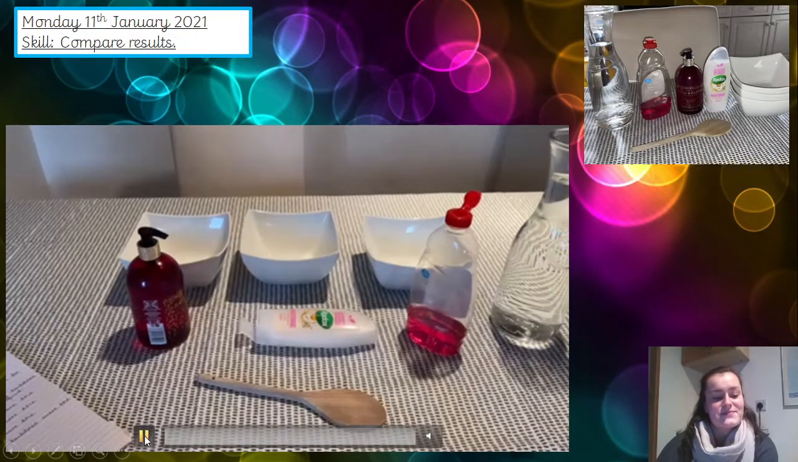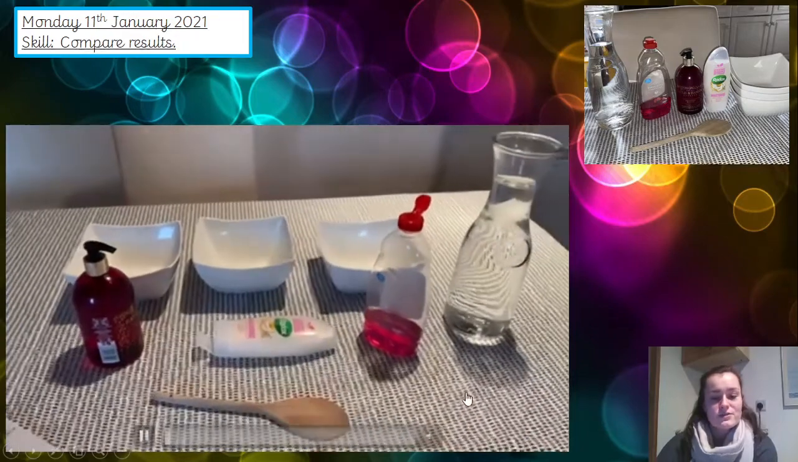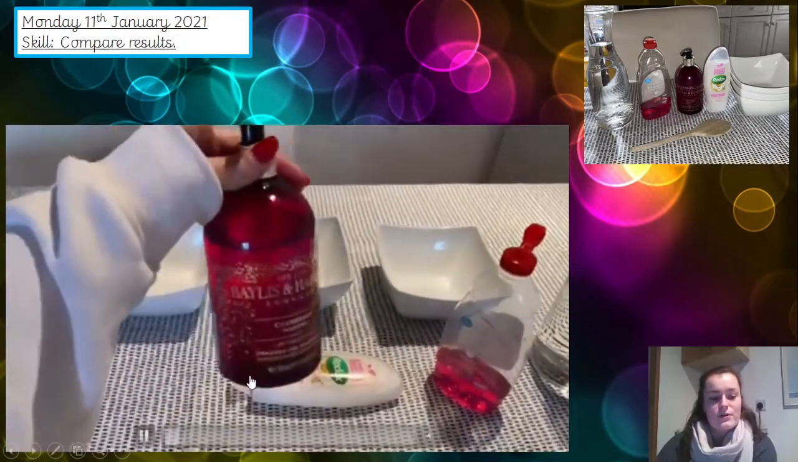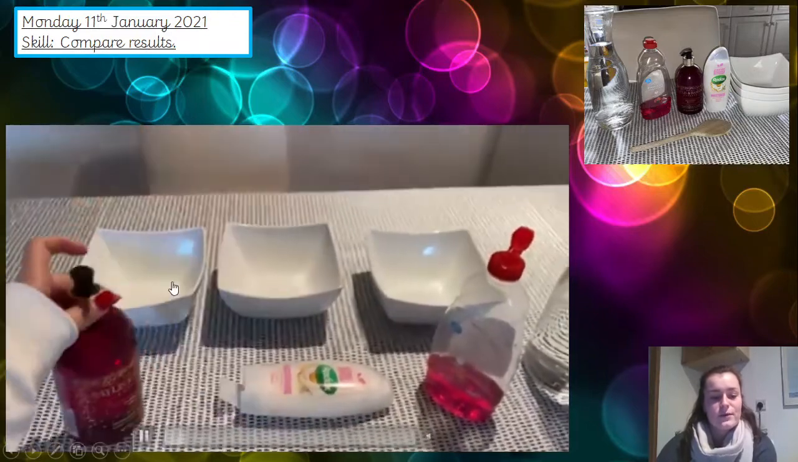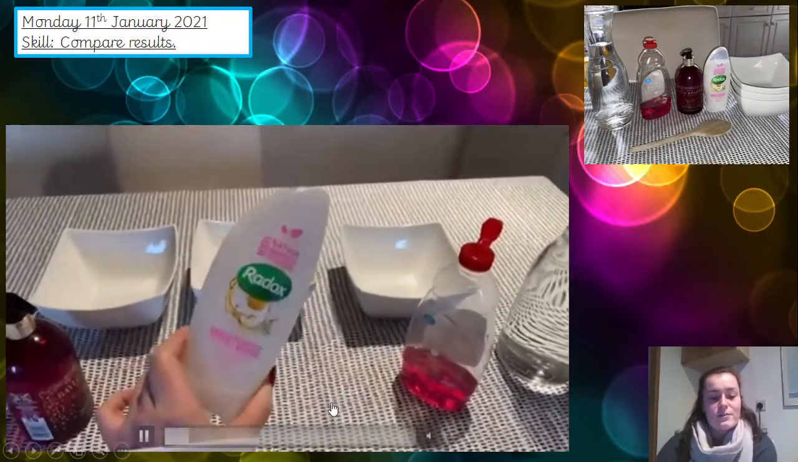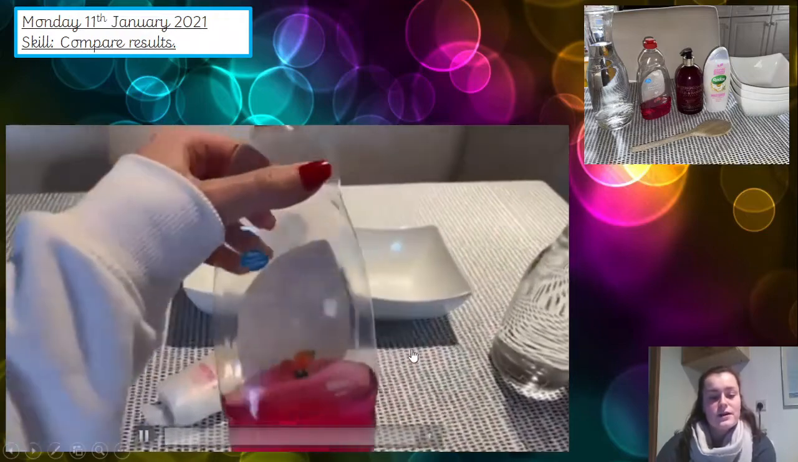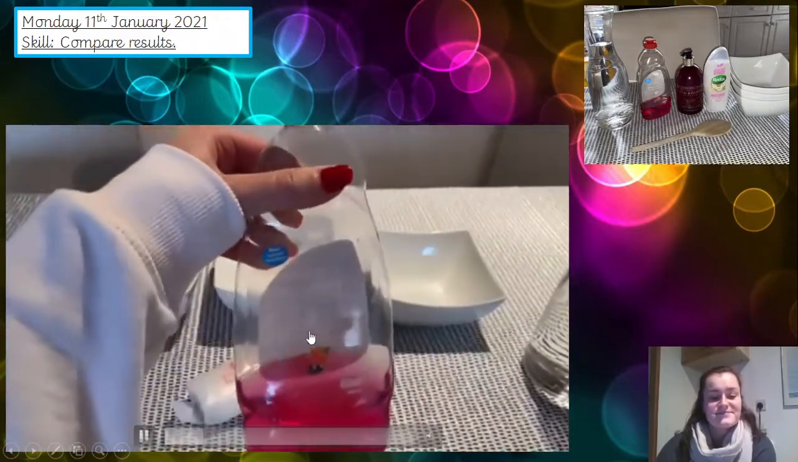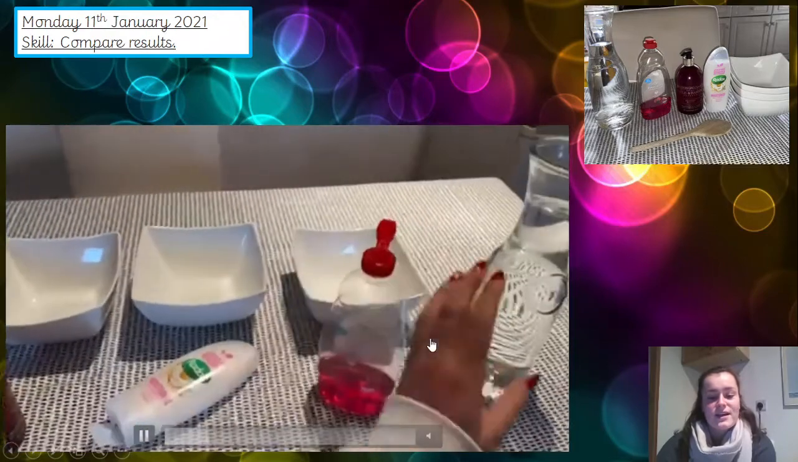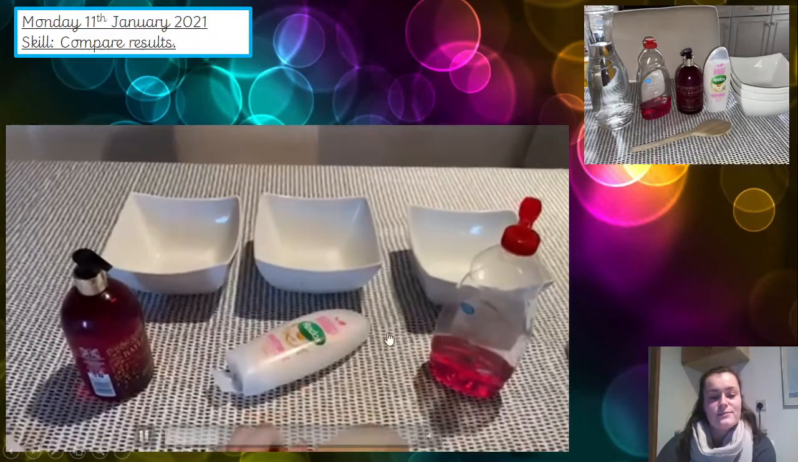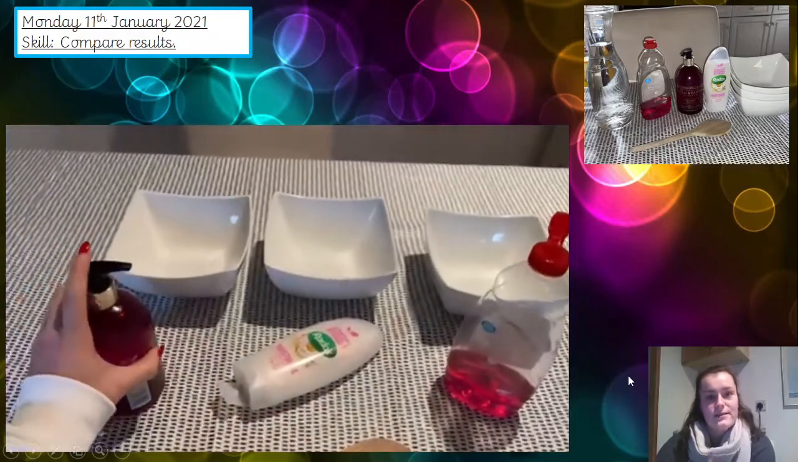Okay. So I've got my resources ready, as you can see. I've laid my bowls out ready. So I've got my hand soap with the bowl for it. I've got my shower gel ready, again with a separate bowl. And for the third bowl, I've got some washing up liquid. I've also got my water ready and my spoon, and the tablecloth is waterproof, so that's a bonus.